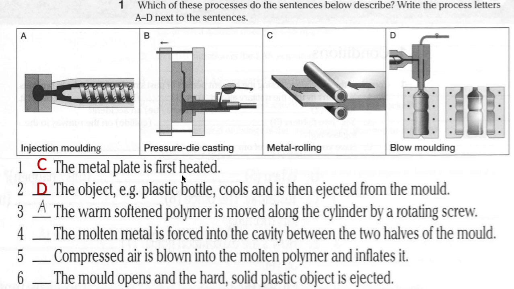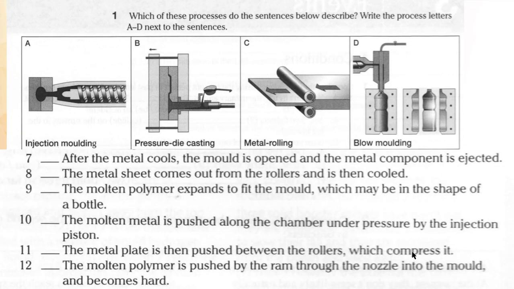Number 4, the molten metal is forced into the cavity between the 2 halves of the mold. It's good. B, pressure die casting. 5, compressed air is blown into the molten polymer and inflates it. It's D, blow molding. 6, the mold opens and the hard solid plastic object is ejected. It's A. Good.